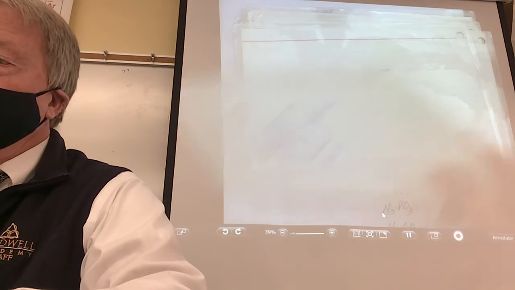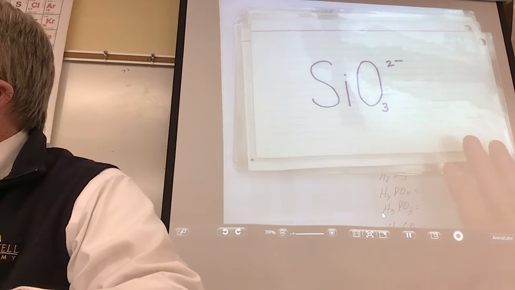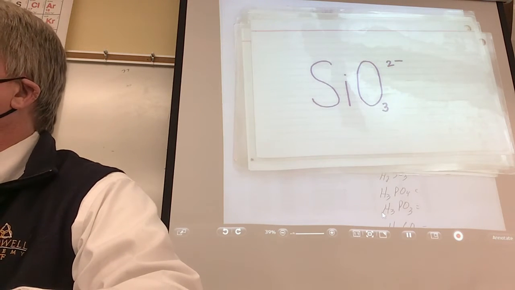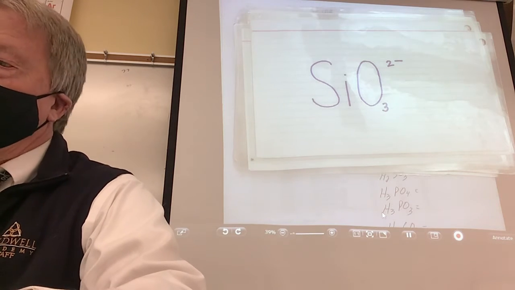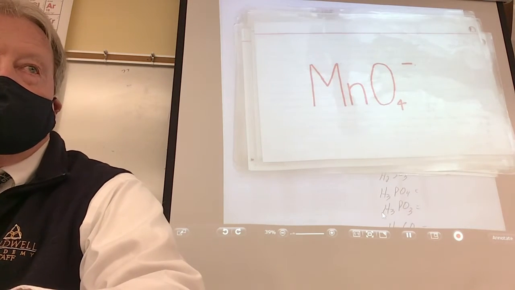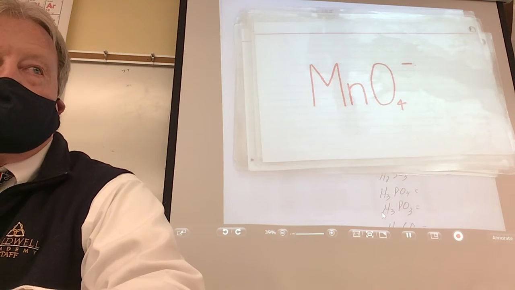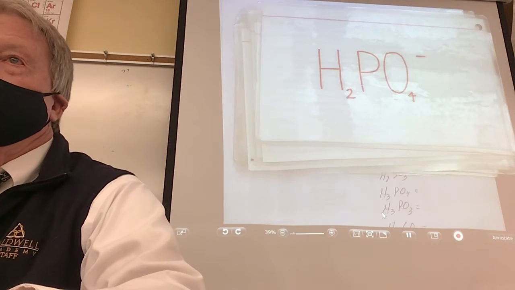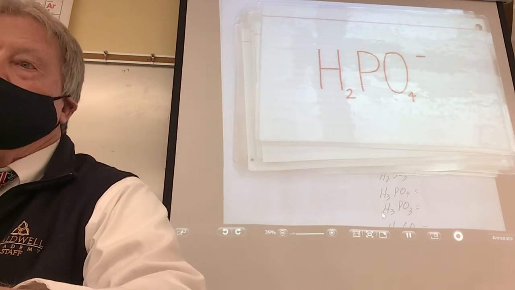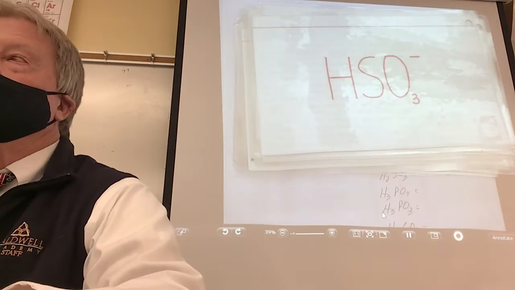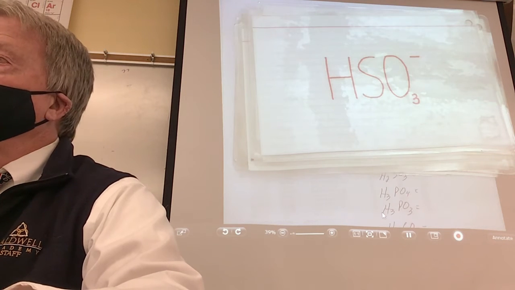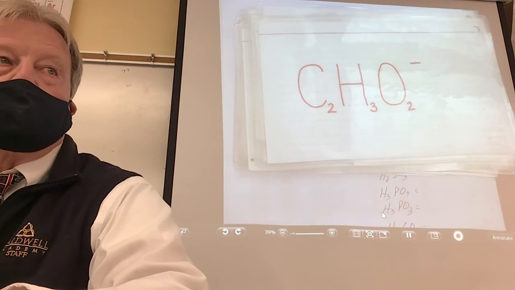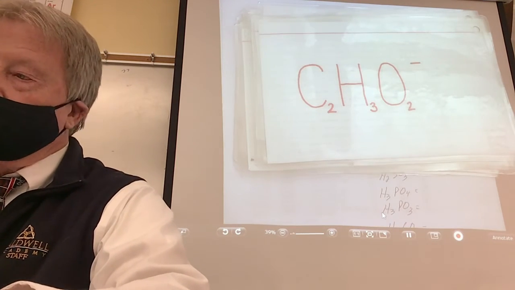Hydroxide. This is a bonus. This was extra credit. I think I crossed this one out for you guys. It has silicon in it. Anybody know that one? Silicate. This has manganese in it. I wish there was a manganate, but it's permanganate, right? Oh well. Dihydrogen phosphate. Hydrogen sulfite. Hydrogen sulfite. 2, 3, 2. Acetate.